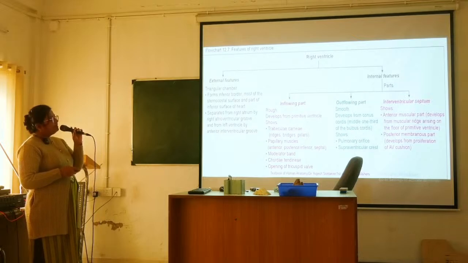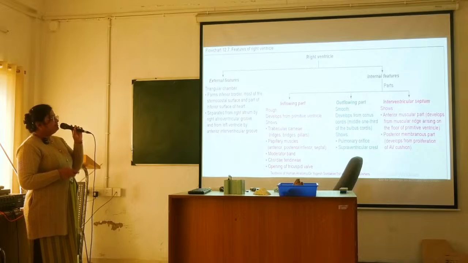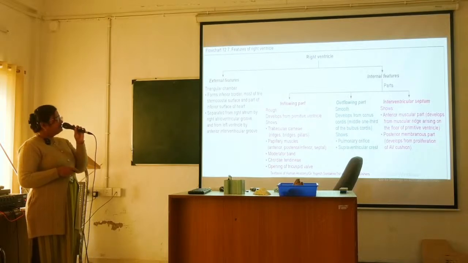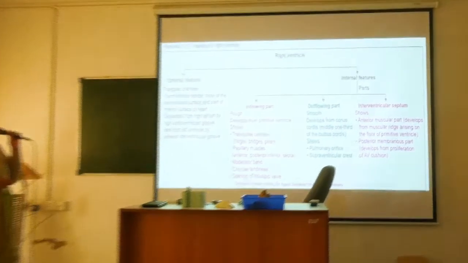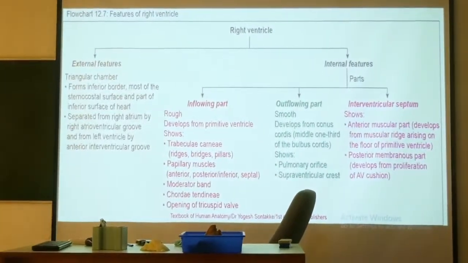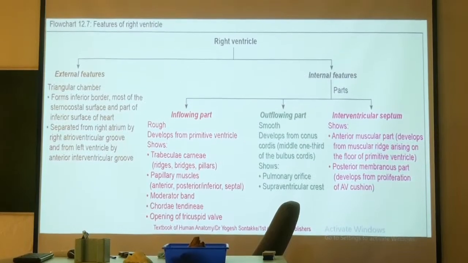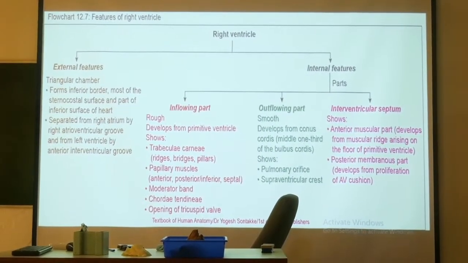It has an inflowing part, outflowing part, and interventricular septum. These are the internal features. The inflowing part is rough, develops from the primitive ventricle. It shows trabeculae carneae. Trabeculae carneae consist of ridges, bridges and pillars. And papillary muscles, there are 3 papillary muscles: anterior, posterior or inferior, and septal. There is the moderator band or septomarginal trabeculae, chordae tendineae, and the opening of the tricuspid valve. You have seen all these structures in the previous diagram.